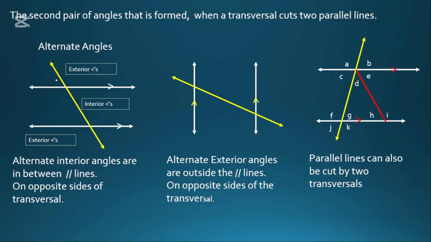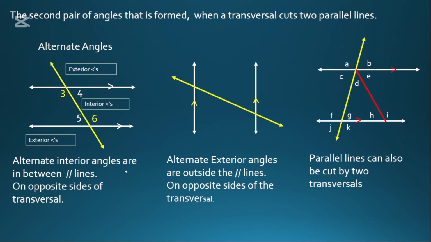These four, we call them the exterior angles. They are on the outside of the parallel lines. These four, the interior angles. Now the alternate interior angles are in between the lines and on opposite sides of the transversal. You see there? And I'll give you a pair, 3 and 6. In between, opposite sides. Another pair, 4 and 5.